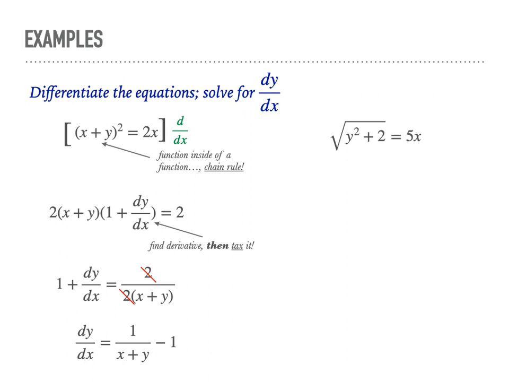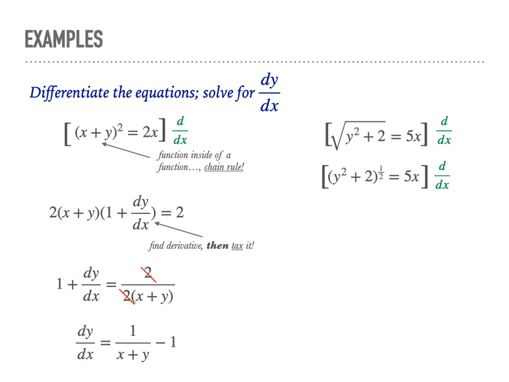Next up, we have the square root of (y^2 + 2) = 5x. So we can take the derivative with respect to x here, but let's make this equation a bit easier for us to understand. We can rewrite the square root as to the power of 1/2, and then we can take the derivative with respect to x of this instead, since it's much easier. As you can see, we have a bit of a chain rule situation going on here.